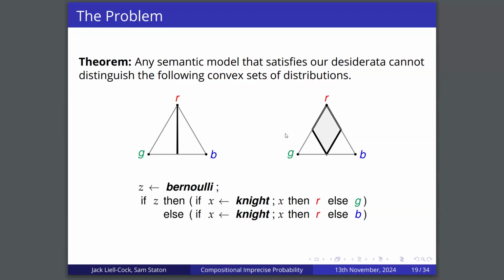But we can also interpret this program as basically each of the Knightian tosses happening from a different coin, and that will give us the convex set on the right here. And basically, without desiderata, any interpretation cannot distinguish between these two cases. You can show that they are equivalent.